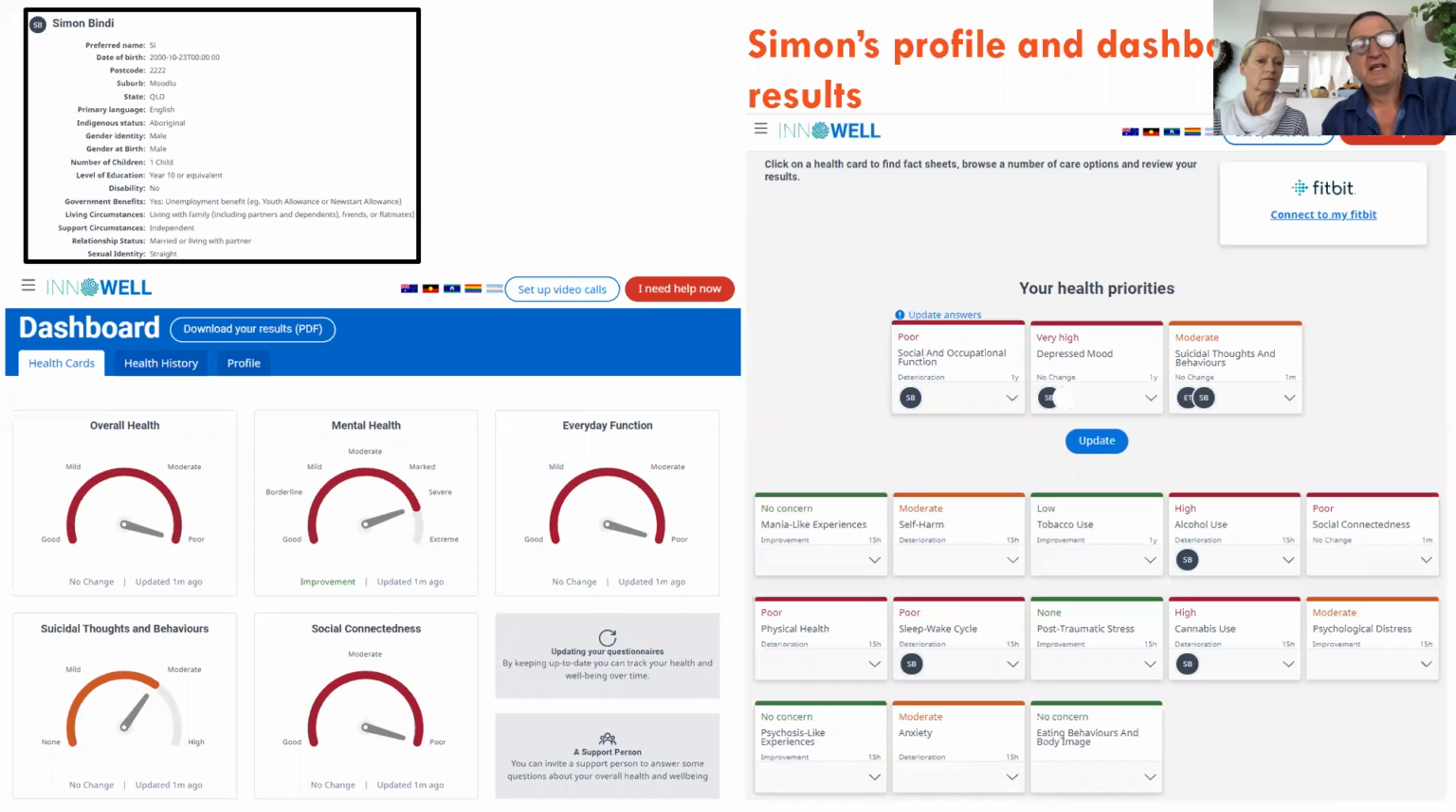So in terms of reviewing the situation, you can see the indicators on the left, in terms of the dashboard, they're all pretty much in the red categories in terms of impact. The very significant depressed mood and suicidal thoughts are all of considerable concern. Next slide.